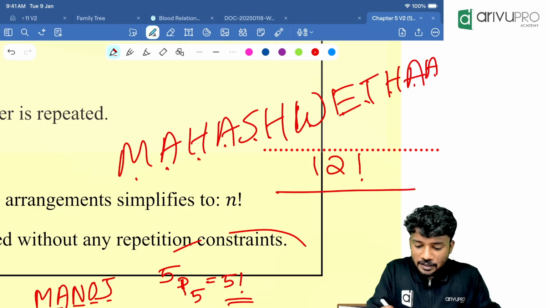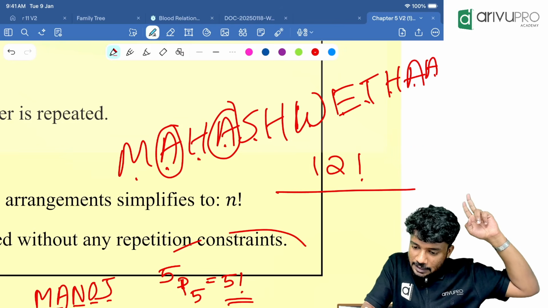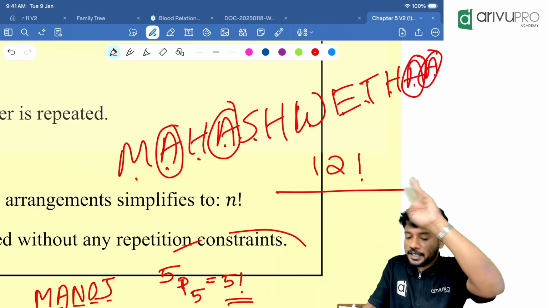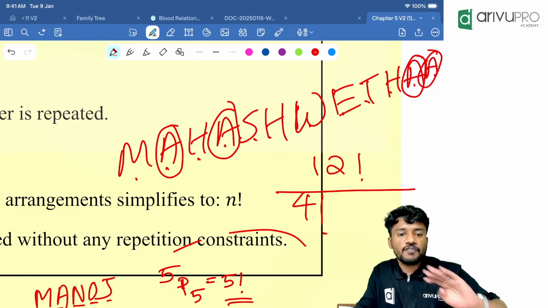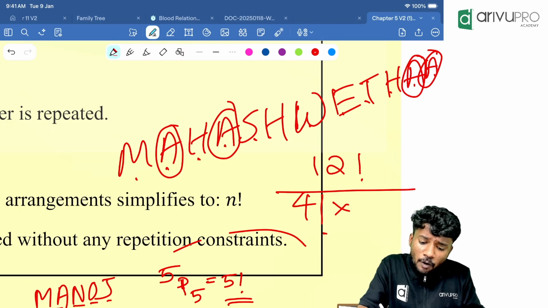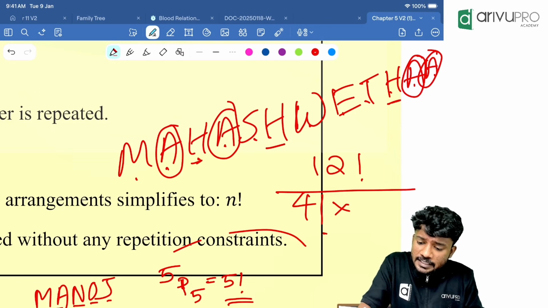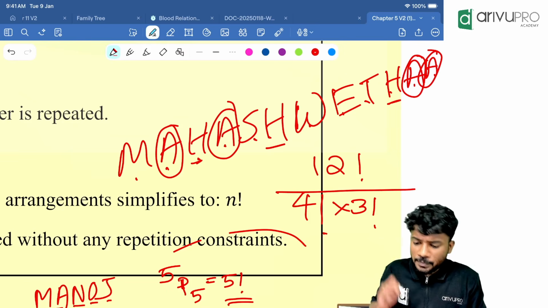Which are the repeated letters? You should tell me. A. How many times is it repeated? 4 times. So we need to divide it with what? 4 factorial. Is any other letter repeated? How many times? 3 times. So divide with 3 factorial. Then anything else repeated?